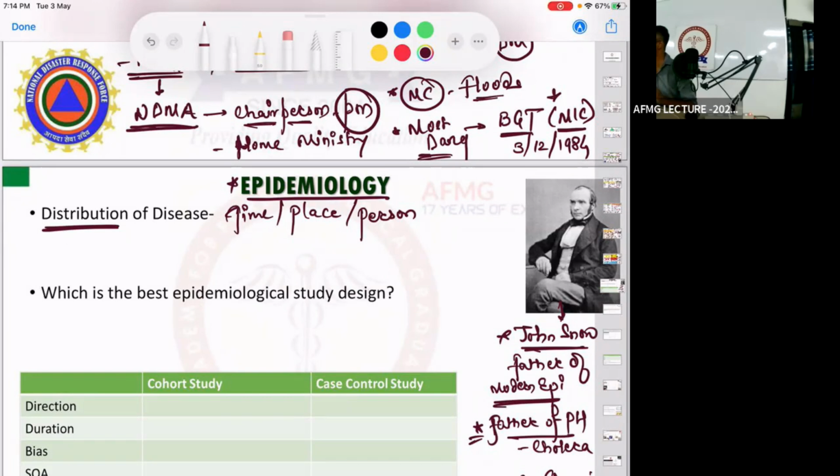Next, Japanese encephalitis is more prevalent in East Uttar Pradesh and West Bengal. No issues with JE, remember this. HIV is more prevalent in the states of Maharashtra, Manipur, Mizoram, Tamil Nadu, Andhra Pradesh.